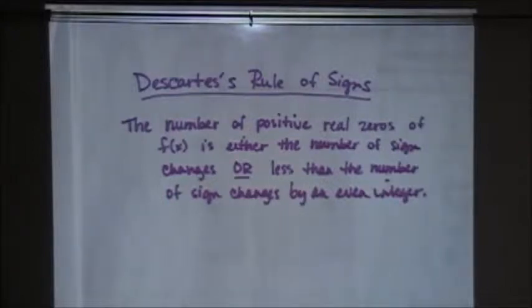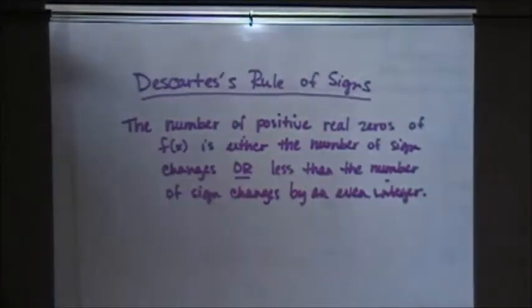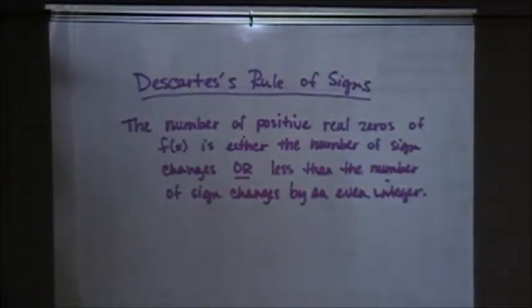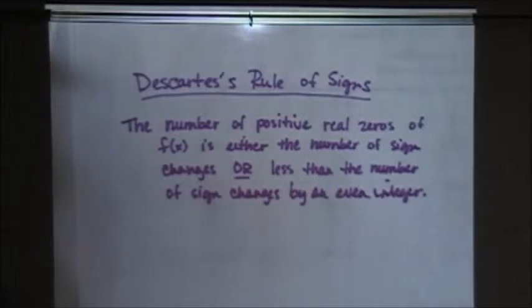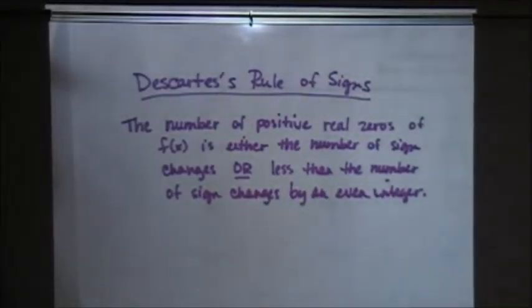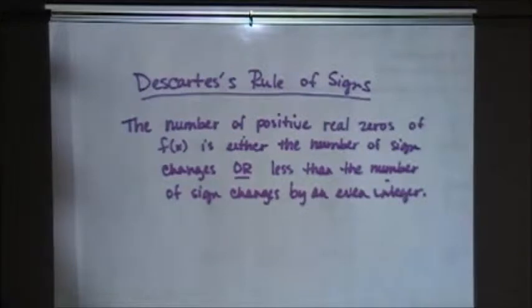Okay, this is the last part of section 3.4, Descartes' rule of signs. Descartes' rule of signs is just a way for us to figure out how many positive real zeros we have in a function, because remember, the fundamental theorem of algebra tells us that the degree tells us how many zeros we have, but some of those zeros might be imaginary. If we use Descartes' rule of signs, then we can determine how many of those zeros are actually positive real zeros. We can also determine how many of those might be negative real zeros as well.